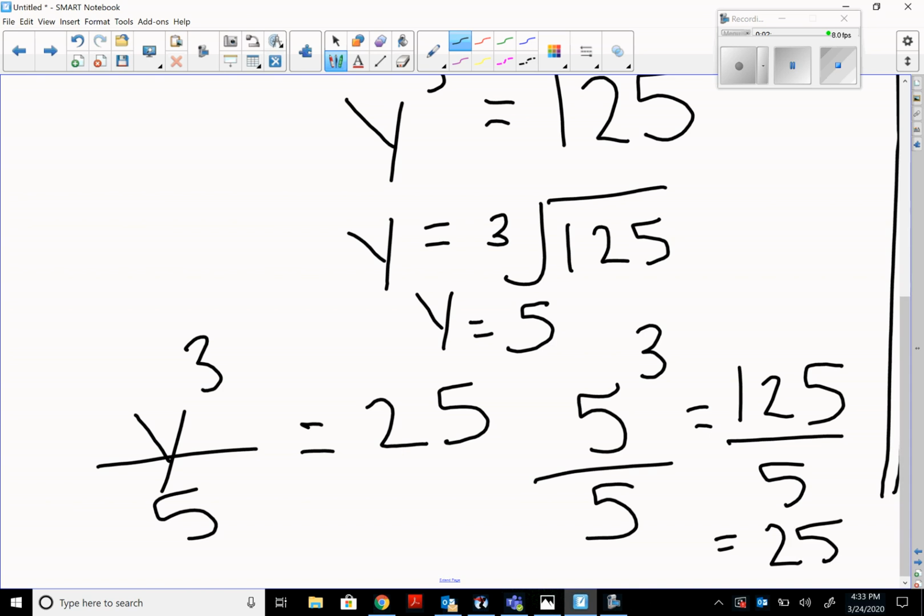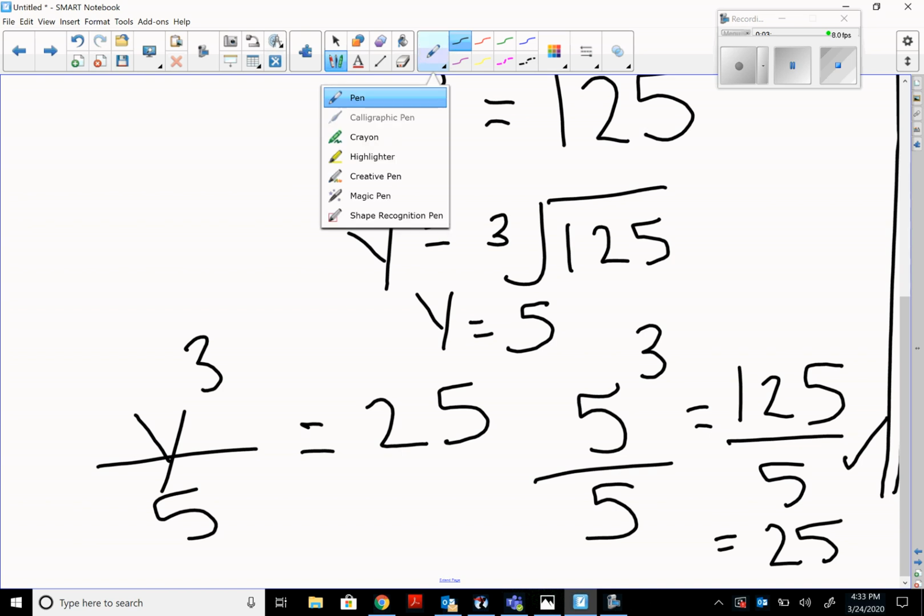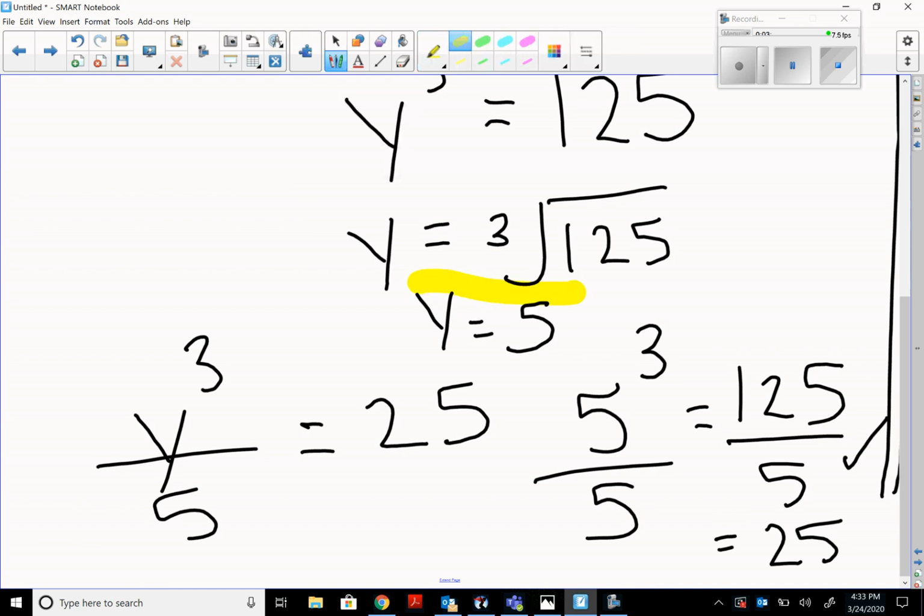So that means it verified, or it checked. So my final answer, which I did check, is y equals 5.